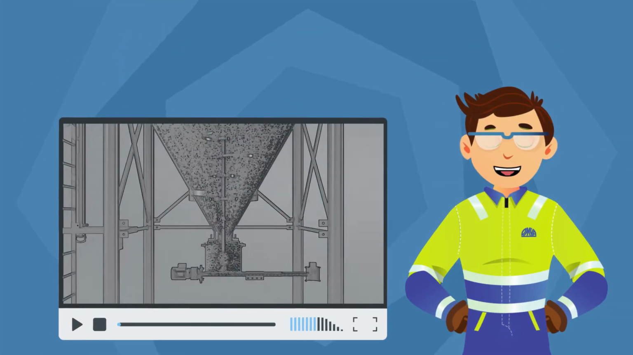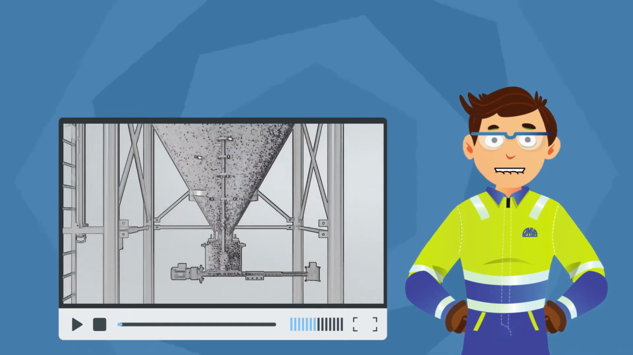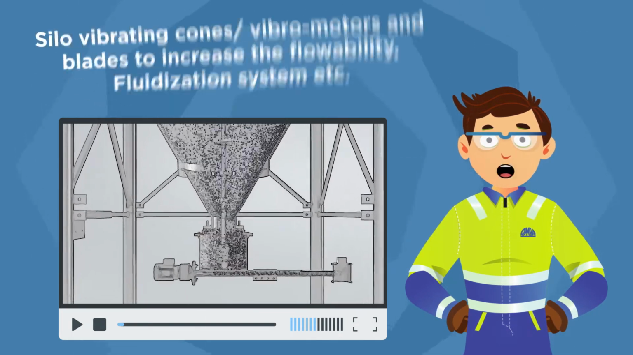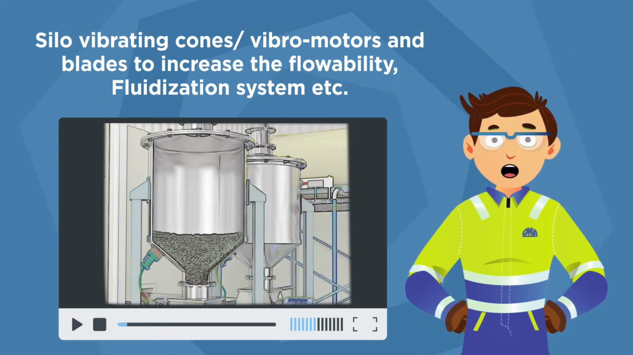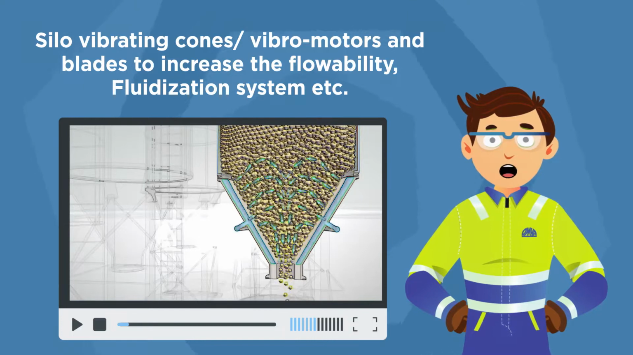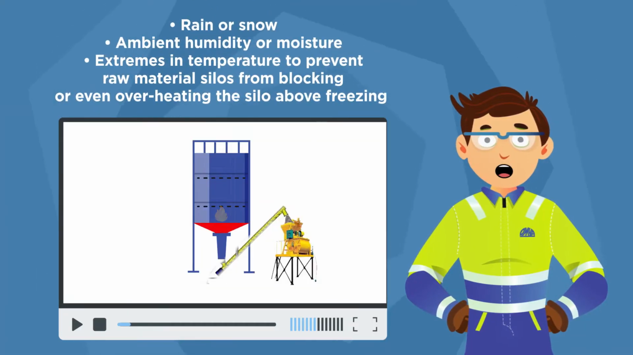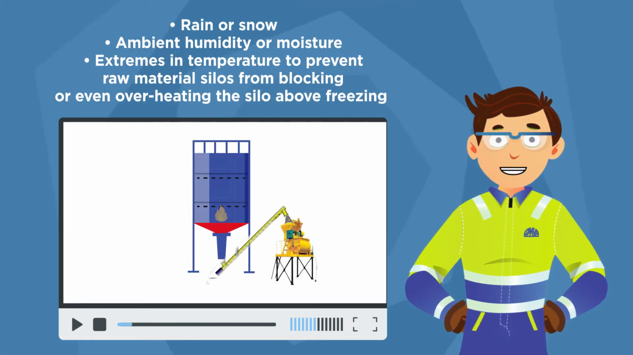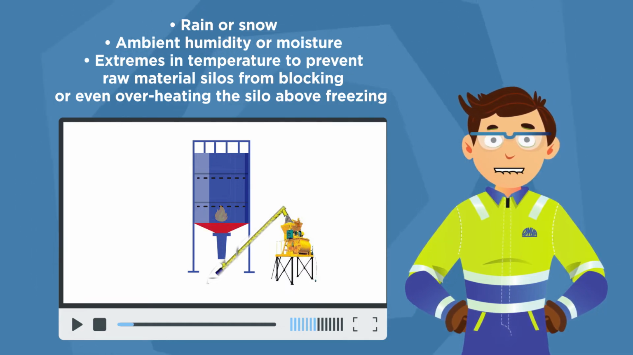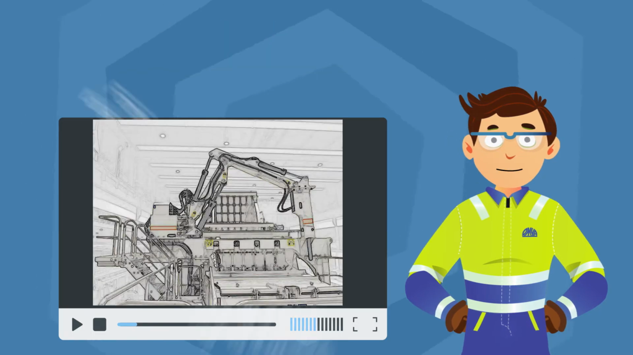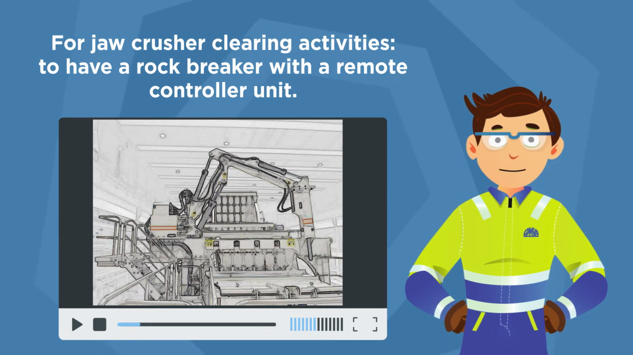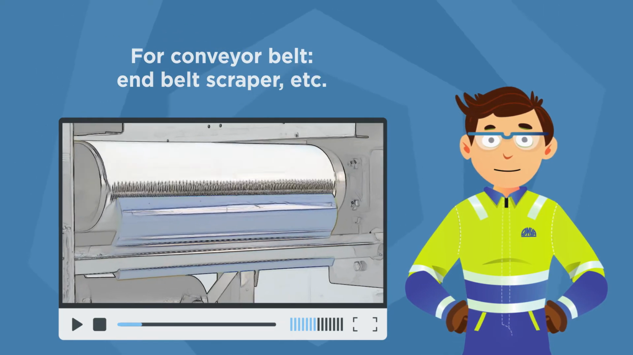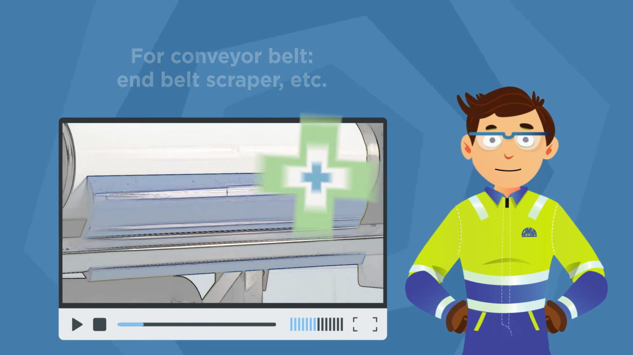Let's see some solutions. For the end product silo blockages, installing silo vibrating cones or vibro motors and blades to increase the flowability, fluidization system, etc., or to protect the material from rain or snow, ambient humidity or moisture, extremes in temperature, to prevent silos from blocking or overheating or freezing. For jaw crusher clearing activities, to have a rock breaker with a remote controller unit. For conveyor belts, end belt scraper, etc.